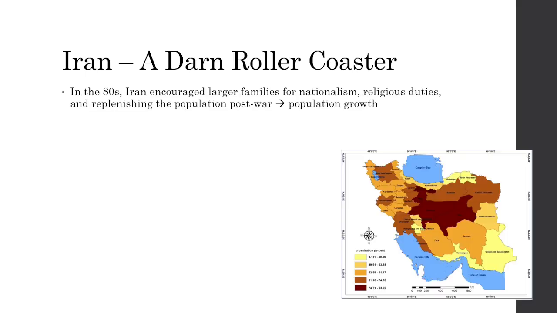It's about Iran. It's a darn roller coaster. We're going up and down and up and down, and you'll see why. So in the 80s, Iran encouraged larger families because of nationalism, religious duties to have children, and replenishing the population that was lost during the revolution. And this actually led to population growth.